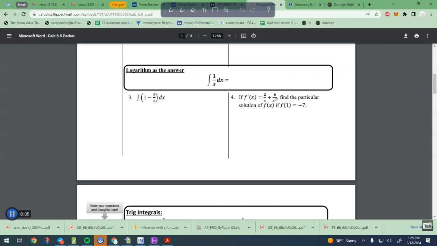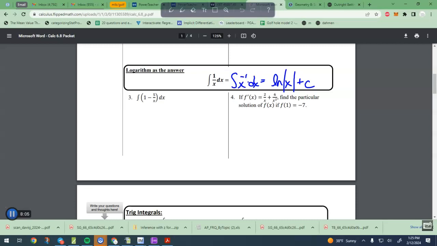1 over x, or x to the negative first, those are the same. Your antiderivative will be the natural log of the absolute value of x plus c. You can't take the natural log of a negative. So you need those absolute value signs there, because if you are plugging in a negative, you need the function to make it positive so you can actually do it. If you just put ln of x, it's not right.